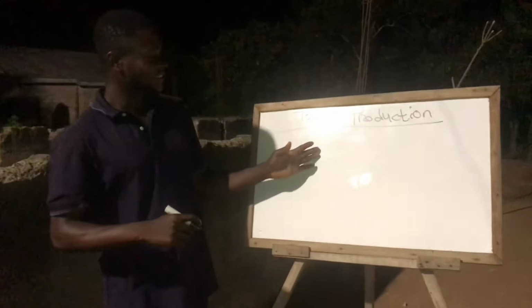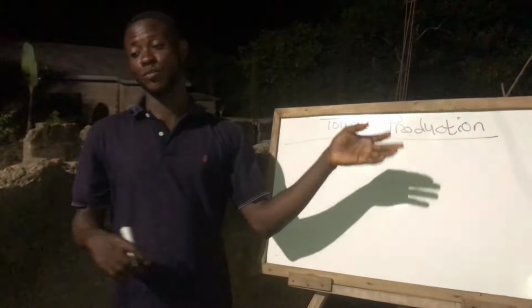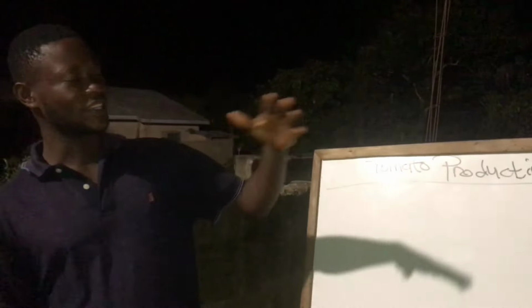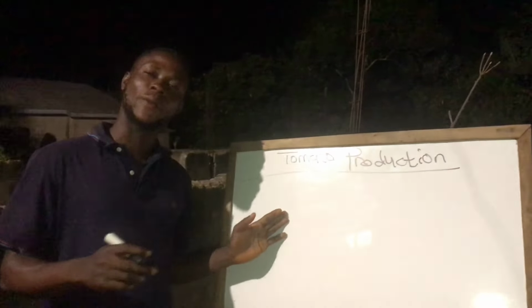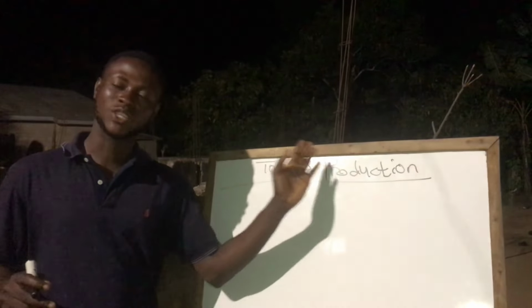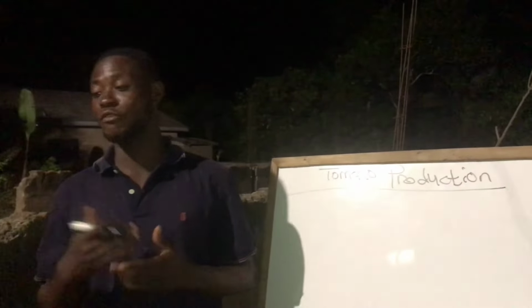Welcome back. Today we are going to learn about tomato production. There are so many kinds of vegetables, but once you want to start any vegetable, you have to do your inquiry on a specific vegetable that you think is highly consumed in your society, in your country, or wherever you find yourself.